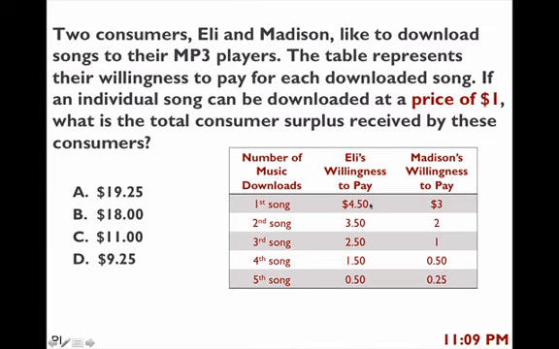Well, it should be 12. We have an error here. Let's go back. So we got $3 for sure for Madison. Then Eli makes $3.50 on the first one, $4.50 minus 1, and $2.50 on the second one. That's $6. Okay, so there's $8 here from Eli. So Eli makes $8 in surplus. Madison makes 3, so that's 11. It's the total surplus between the two.